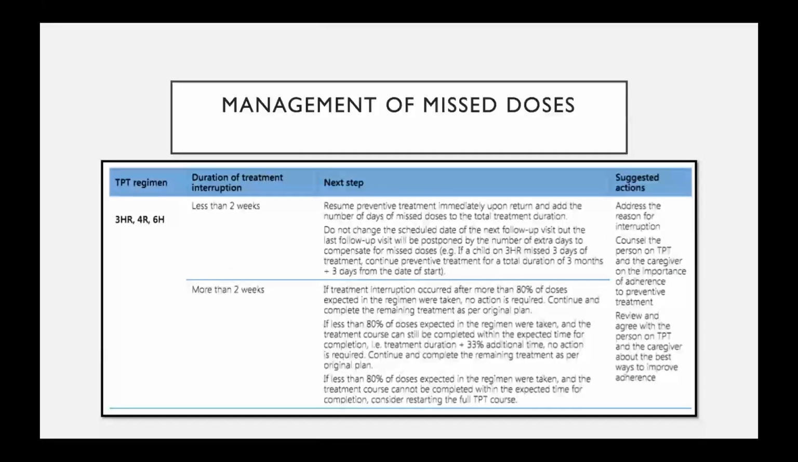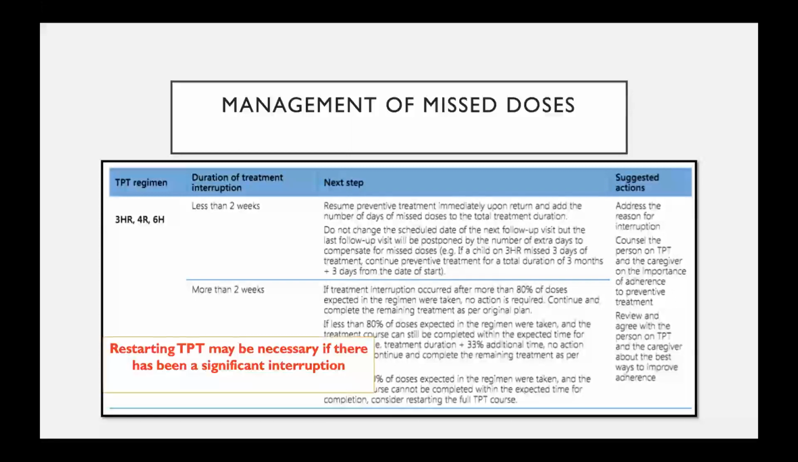Again, on management of missed doses, the stress is that if it's less than 2 weeks, you just need to calculate the extra number of days that you need to give for the missed doses. And for any longer duration, there are specific nuances, but it is important to reconsider restarting TPT if there has been a significant interruption.